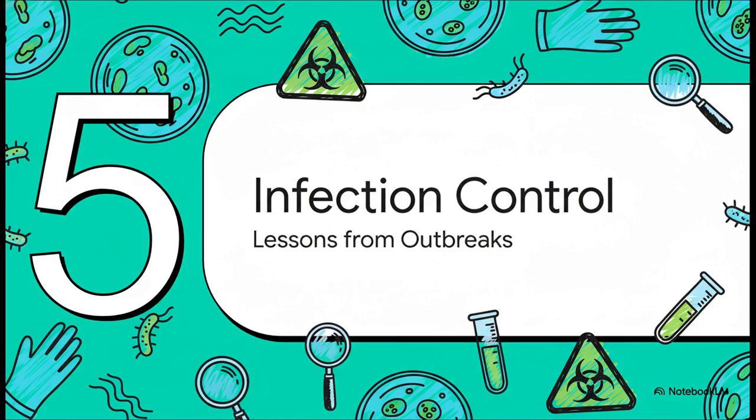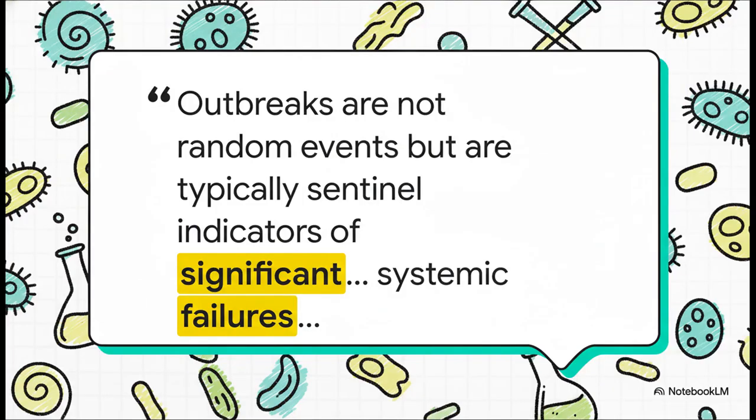Okay, for our last section, let's pull the lens back and look at the bigger picture. Let's talk infection prevention and what we can learn from past outbreaks. I think this quote just nails it. When you see an outbreak of an environmental bug like this, it's not random. It's not just bad luck. It's a massive, blinking red light telling you that some core safety process somewhere in your system has broken down.